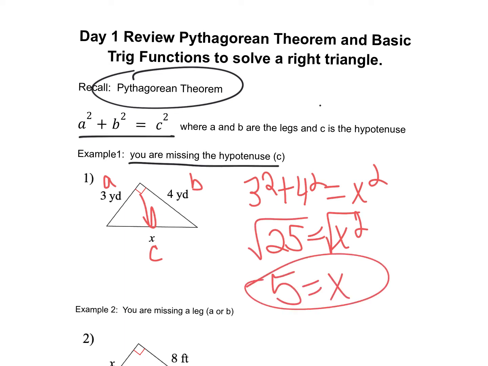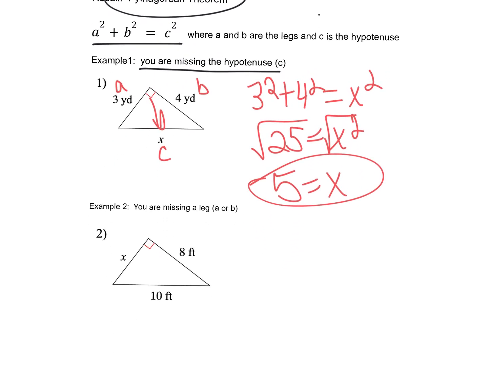And we don't need to worry about putting a plus or minus out in front of it because when we're talking about the lengths of the sides of a triangle, you can't have a negative side length anyway.